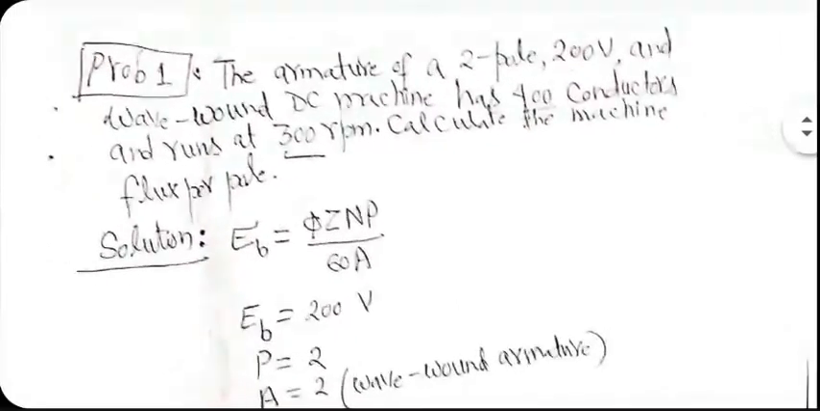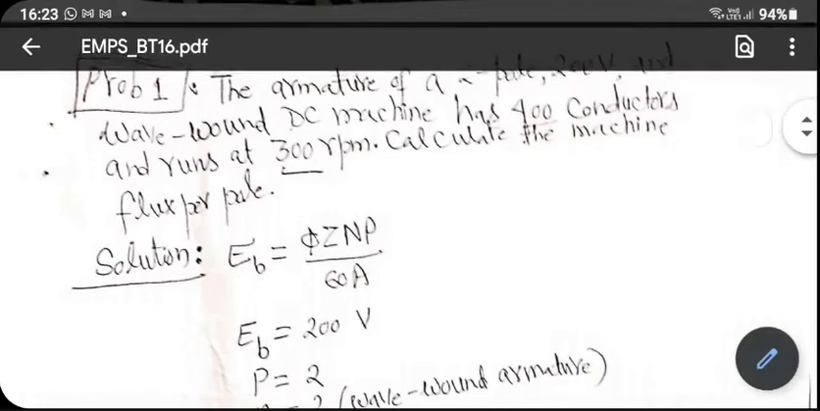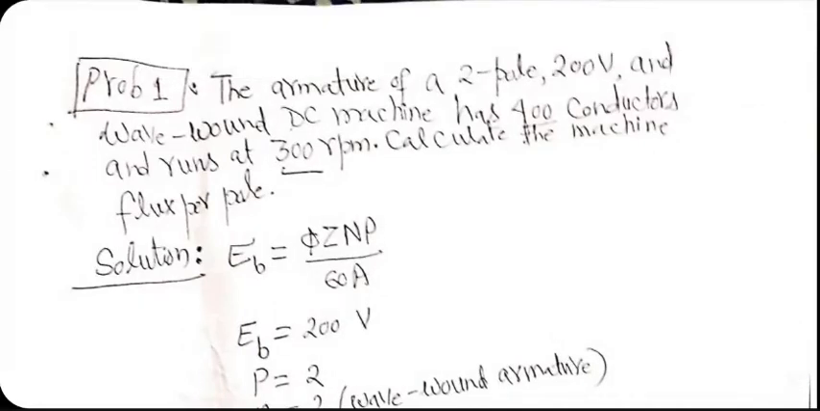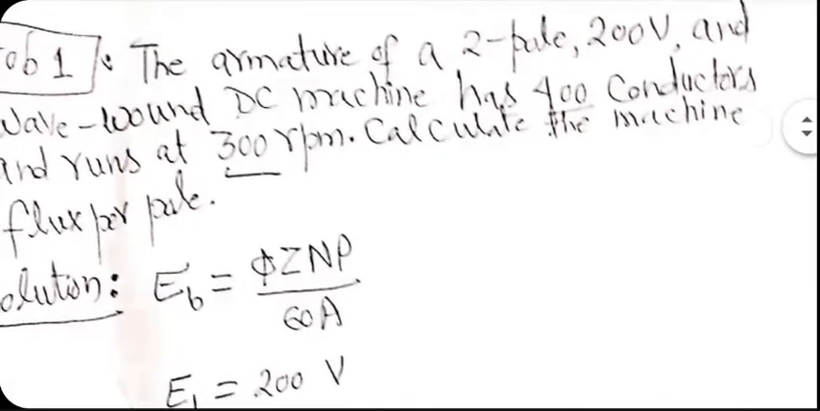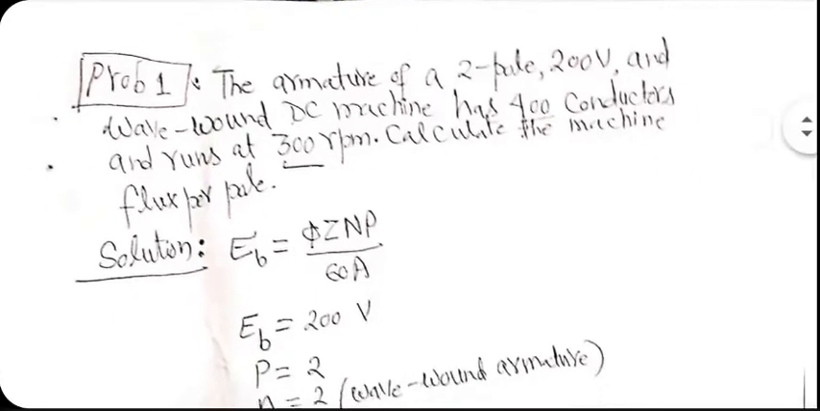You are given EB 200 volt, meaning open circuited voltage from the generator. So 200 volt is EB. Z is given as 400. N is given as 300. Sorry, P is given as 2. And actually, A is also given as 2. Wave wound means A equal to 2. So P and A would cancel each other.